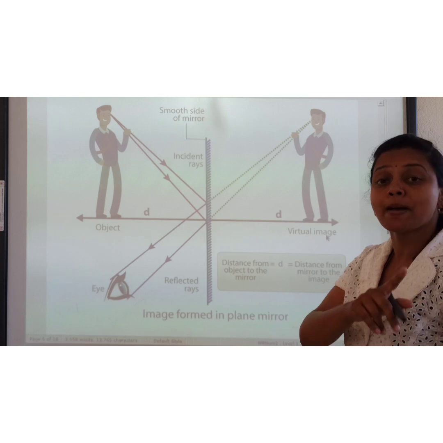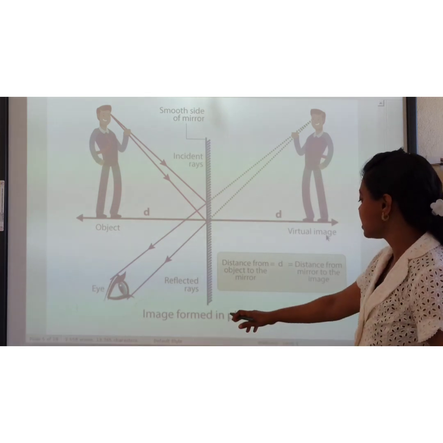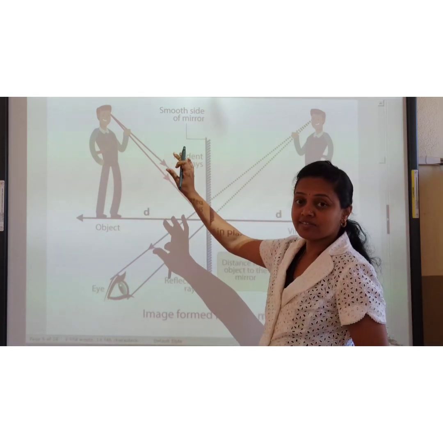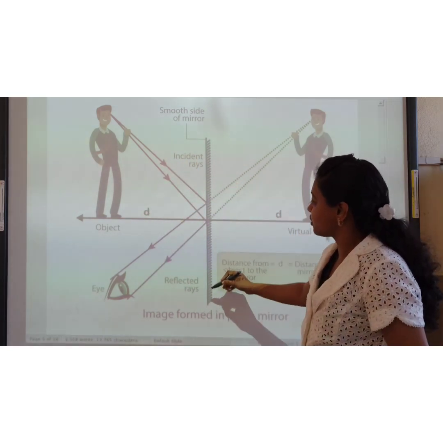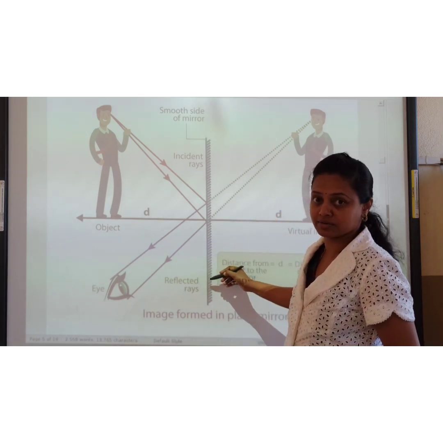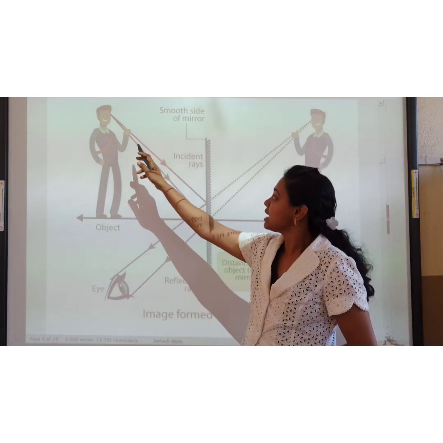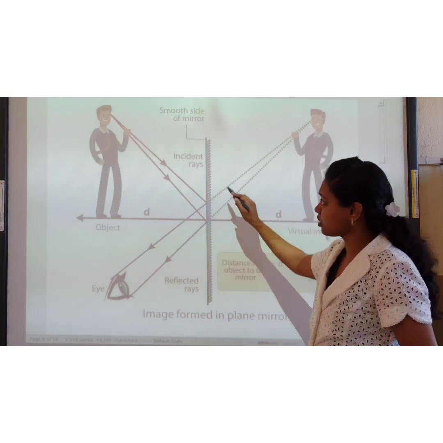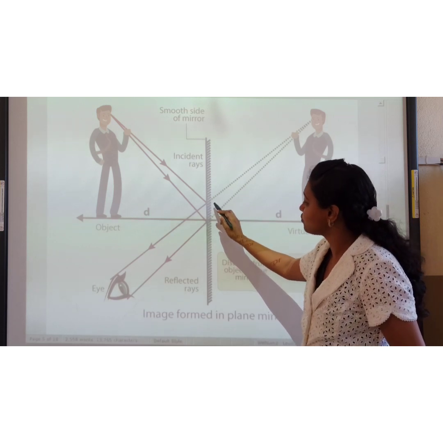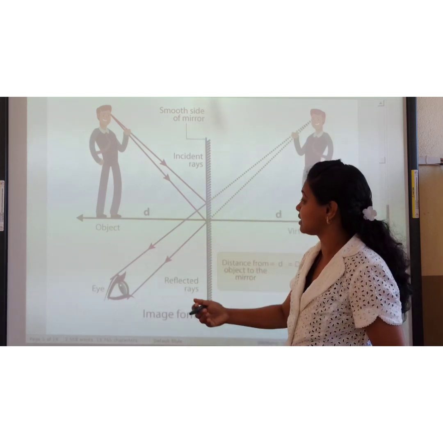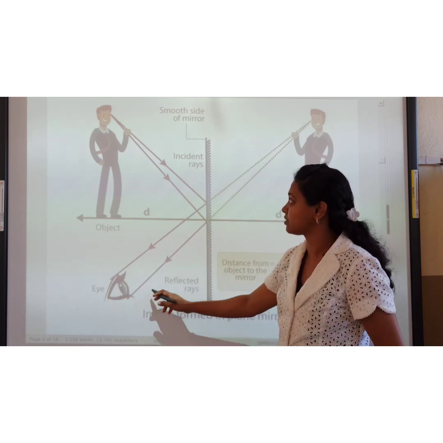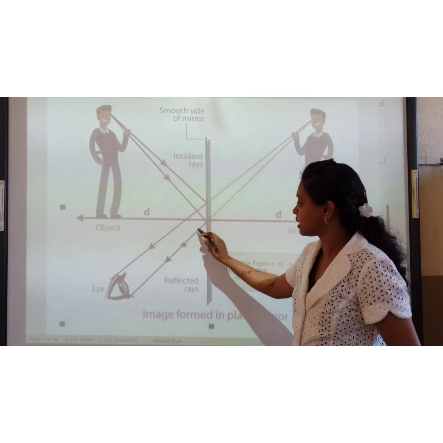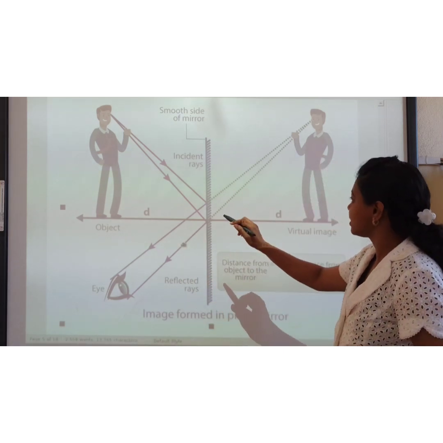Image formation in plane mirror. Dear students, image formed in the plane mirror. Look at the incident ray, how the man is standing in front of the smooth surface mirror. This is a smooth mirror. The man is standing, his incident rays are falling on the smooth mirror and are reflected back. How do we see? Those are the reflected rays. Incident rays, reflected rays. How can we see here? Look at this.